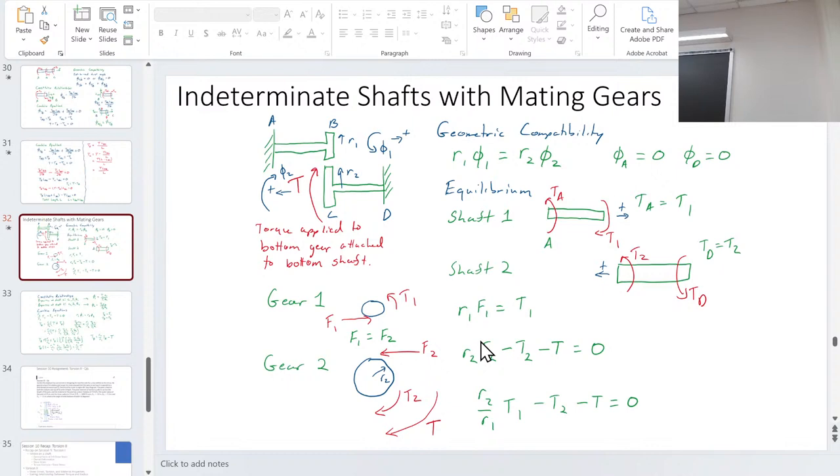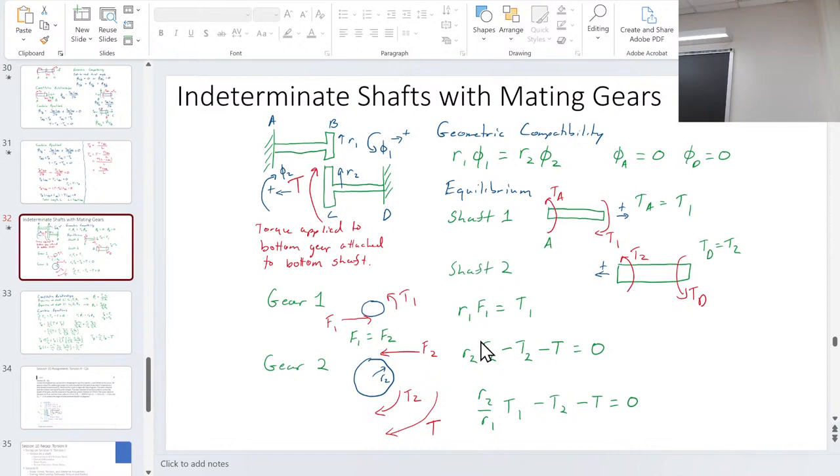What I'm almost saying is that anytime you have these gear problems, unless the gears are the same size, the torques are not going to be the same. But the forces, that's what we're talking about. The forces between these are the same.